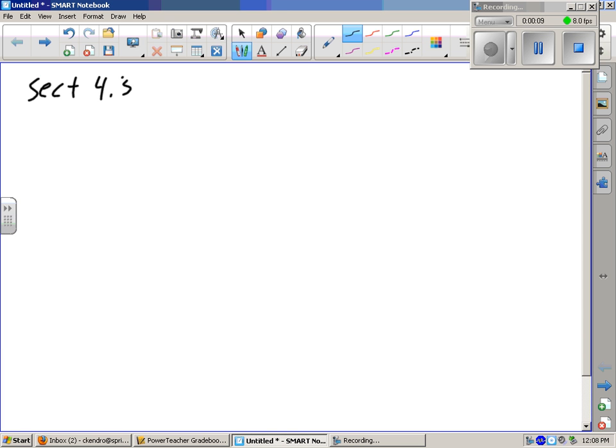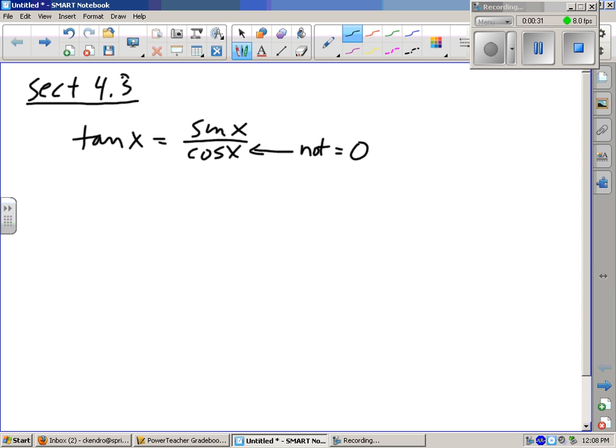Section 4.3. Well, we've done a lot with sine and cosine graphs, so now it's time to give equal time to the other 4 trig functions. Now, tangent, we're going to start with that, is the same as sine over cosine. When you have a fraction, the bottom cannot equal 0. So when that happens, we have an undefined section, and so tangent is going to have some undefined parts to it.